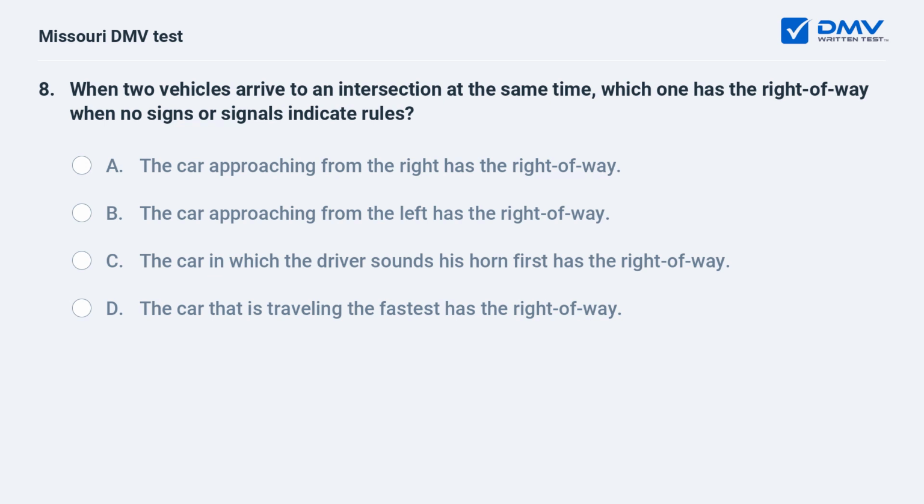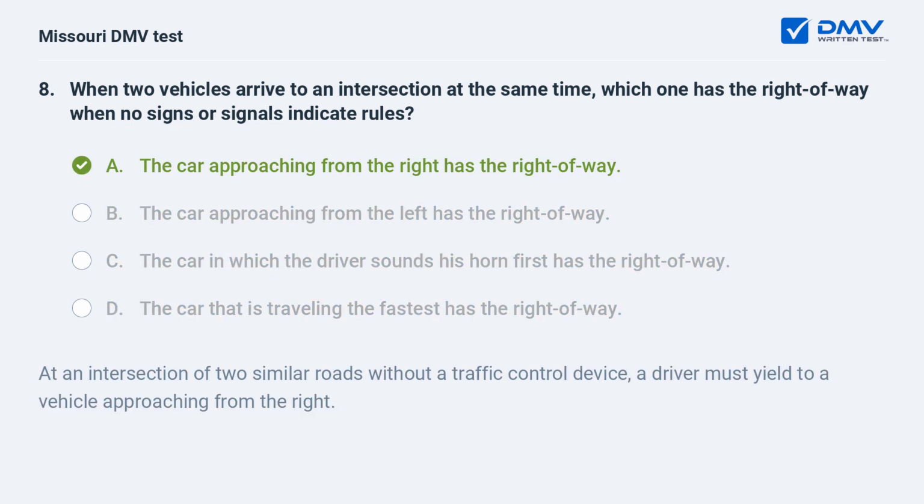When two vehicles arrive at an intersection at the same time, which one has the right-of-way when no signs or signals indicate rules? A. the car approaching from the right has the right-of-way. B. the car approaching from the left has the right-of-way. C. the car in which the driver sounds his horn first has the right-of-way. D. the car that is traveling the fastest has the right-of-way. A. the car approaching from the right has the right-of-way.